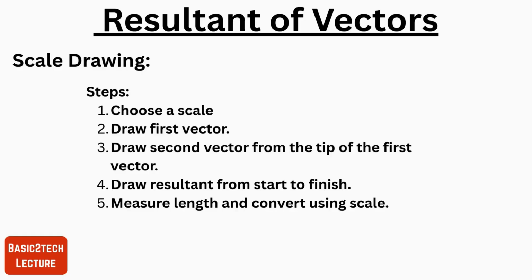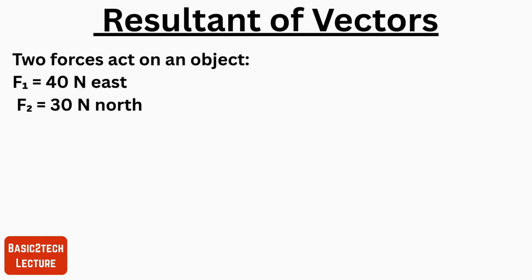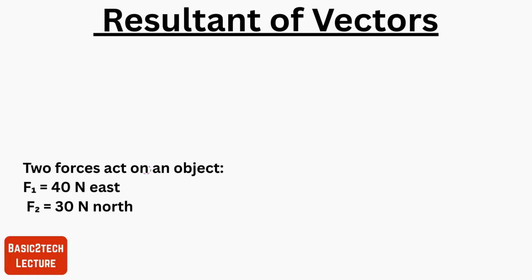All right. So let's look at an example. It says 2 forces act on an object. F1 is 40 Newton east and F2 is 30 Newton north. So first step, we choose a scale. We're using a scale of 1 cm to 10 Newton. So it means that 40 Newton will be written as 4 Newton.